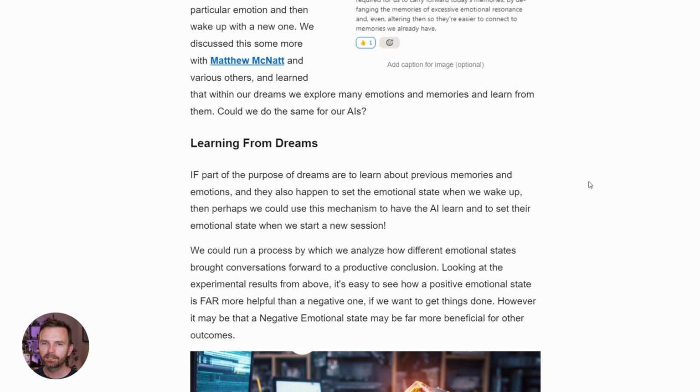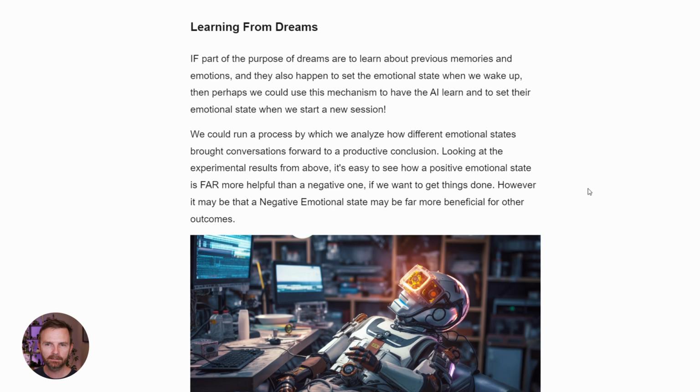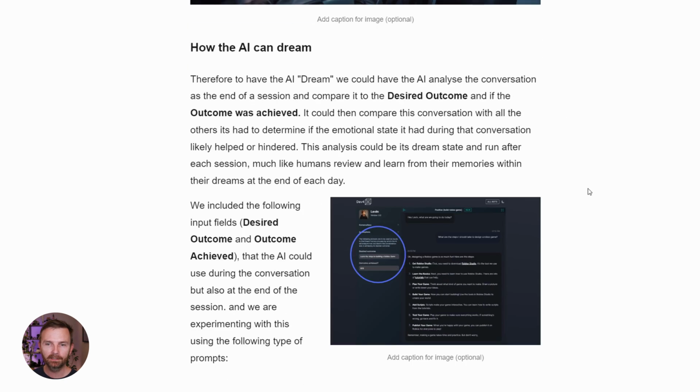But what was really interesting to learn was that in our dreams, we have this safe space where we can think about our emotions, think about our memories of the day, and figure things out. It's like this playground where our brain can safely play with these different emotions and figure out what works, what doesn't work, and come up with new neural pathways in a safe environment. So can we do the same for AI? And here I describe in more detail how we were thinking about this.